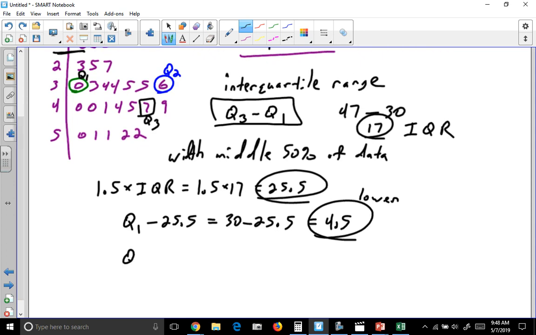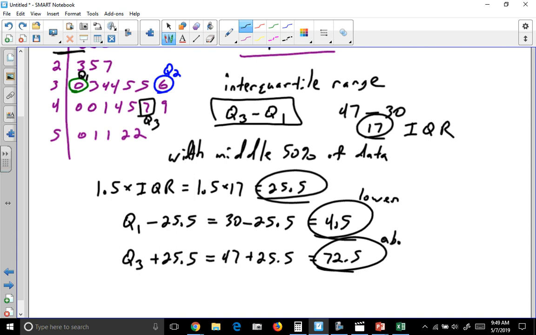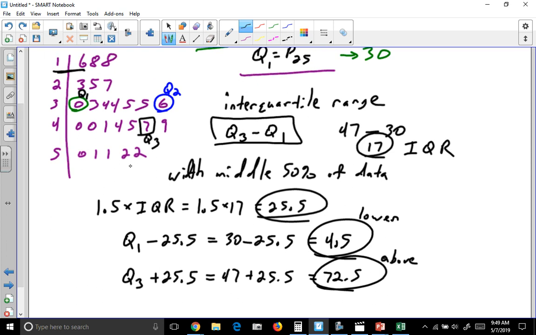Let's see, do we have an outlier on the top end? So if we add this 25.5 to the third quartile, so our third quartile is 47, I believe that would be 72.5. So if we had a value above 72.5, that would be an outlier. But notice in this particular set, there are no values above 72.5. Our largest value is 52.